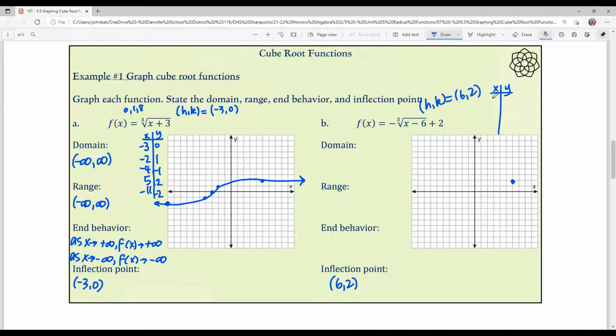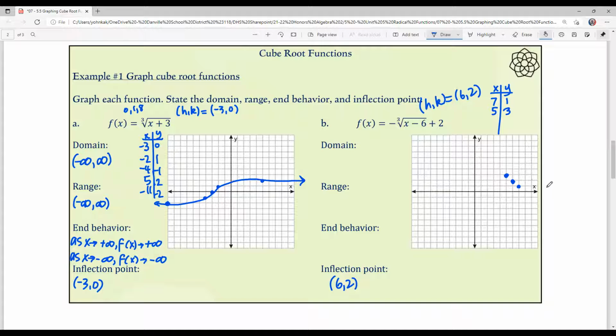If I do 1 to the right, that's 7. So 7 minus 6 is 1. The cube root of 1 is 1. Attach the negative 1 to get negative 1, and add 2 to get 1. So 7, 1. If I go and plug in 5, which is 1 in the opposite direction, 5 minus 6 is negative 1. The cube root is negative 1, times the negative 1 is a positive 1, plus 2 gives me 3.